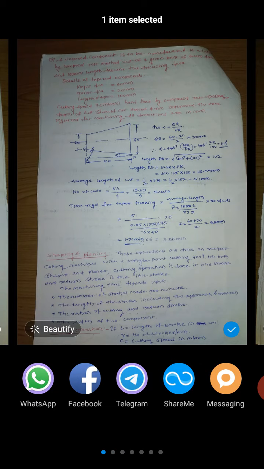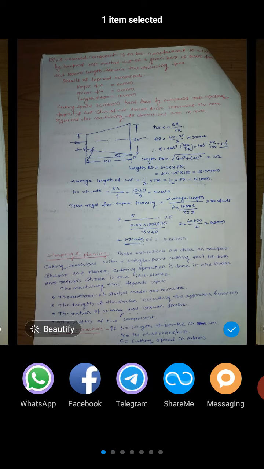Time required for the taper turning is average length divided by F into 1000 S divided by pi d into number of cuts. For the total time required, that is T2, you have to take the average diameter, that is (60 plus 20) divided by 2. Then 1.71 minutes into 5, so the total time required is 8.55 minutes.